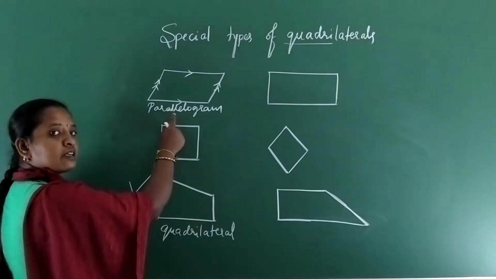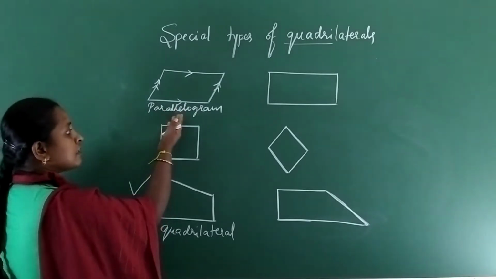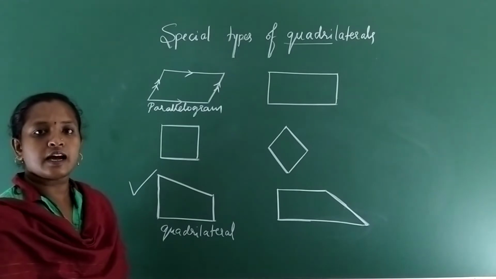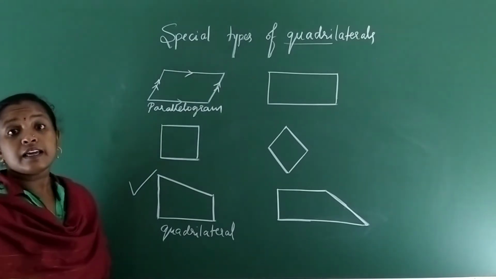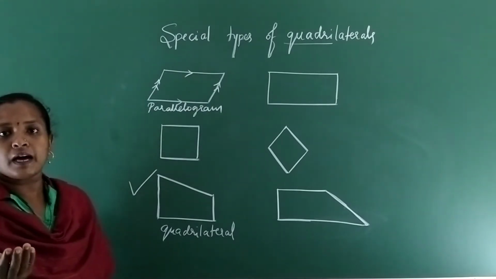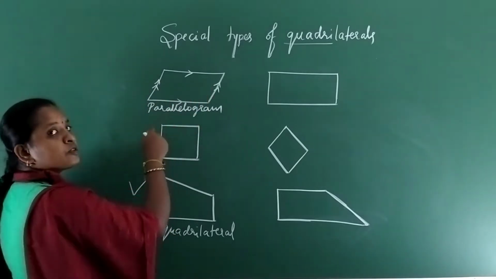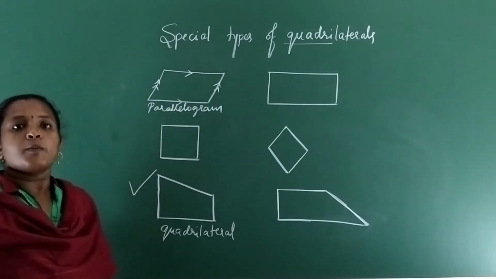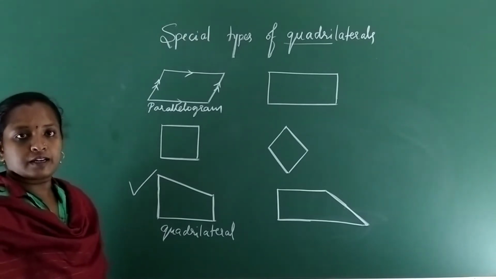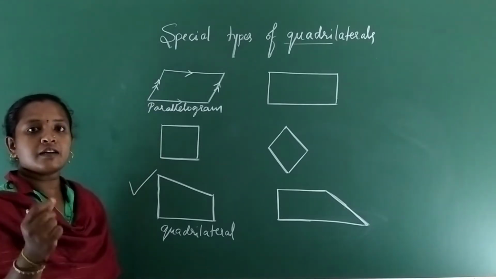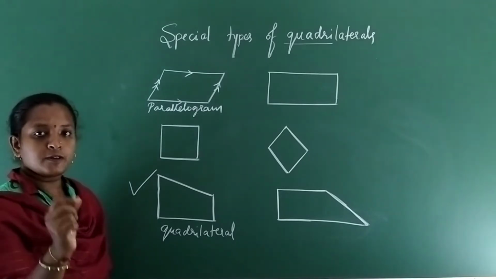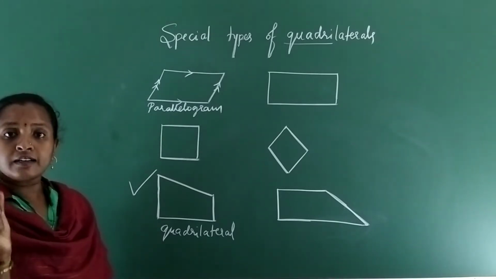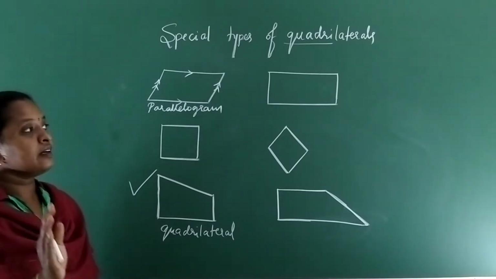So what is the special type of quadrilateral? The special thing for a parallelogram is opposite sides are parallel and equal. Opposite angles are equal. This is one type of quadrilateral, that is the parallelogram. Parallelogram speciality is what? Opposite sides are equal and parallel and opposite angles are equal.